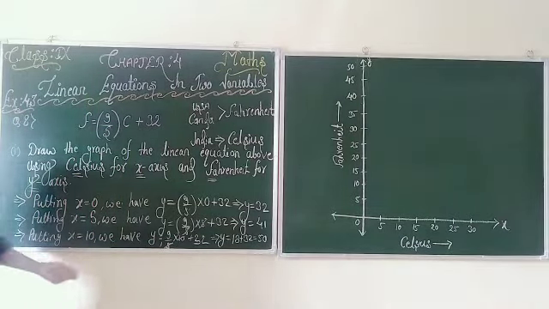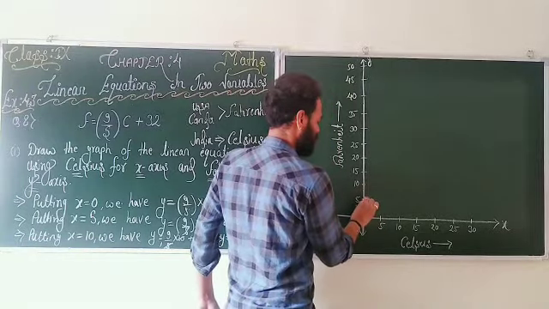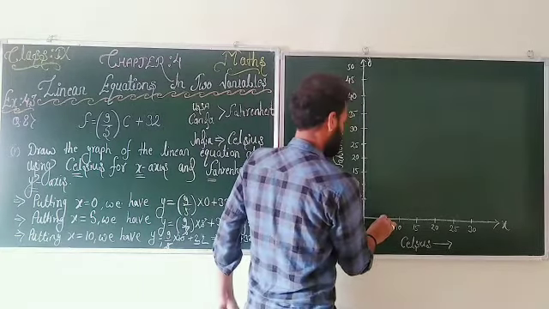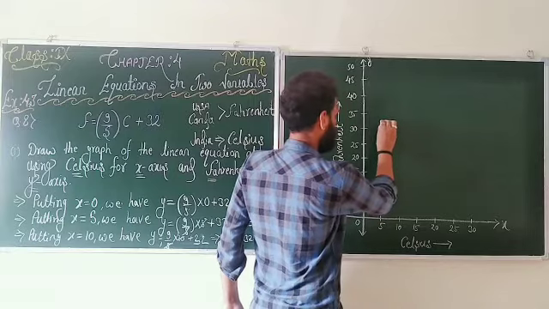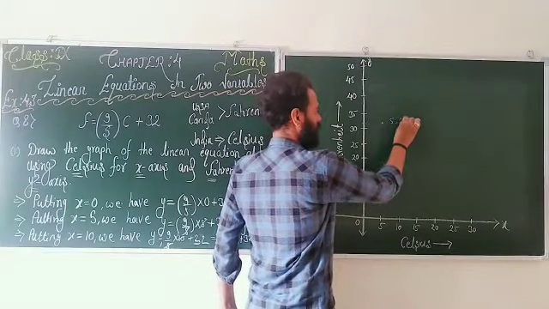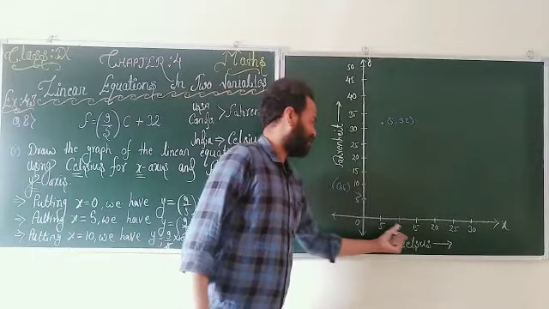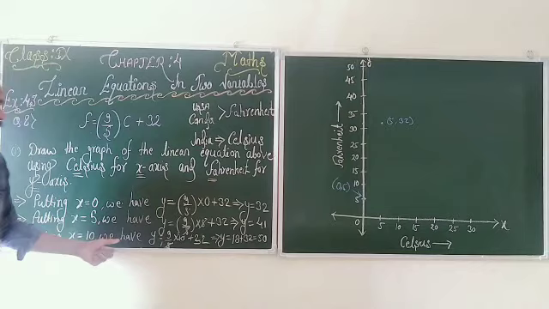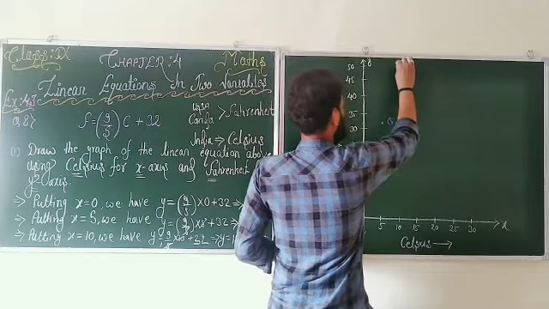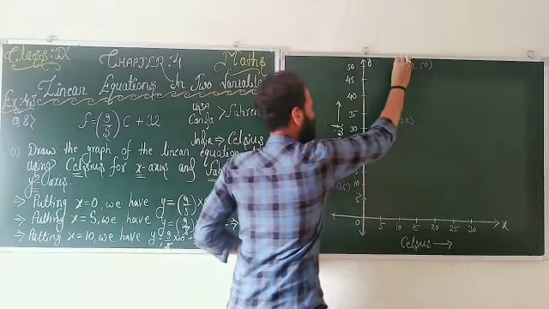Here we find 3 points. If x is 0, y is 32. If x is 5, y is 41. If we take Celsius as 10, that is x is 10, Fahrenheit will be 50, so the point is 10 and 50. Then we draw a line.